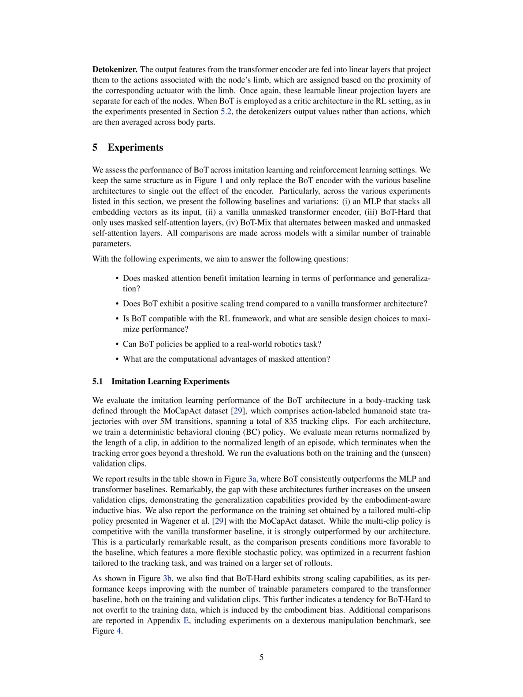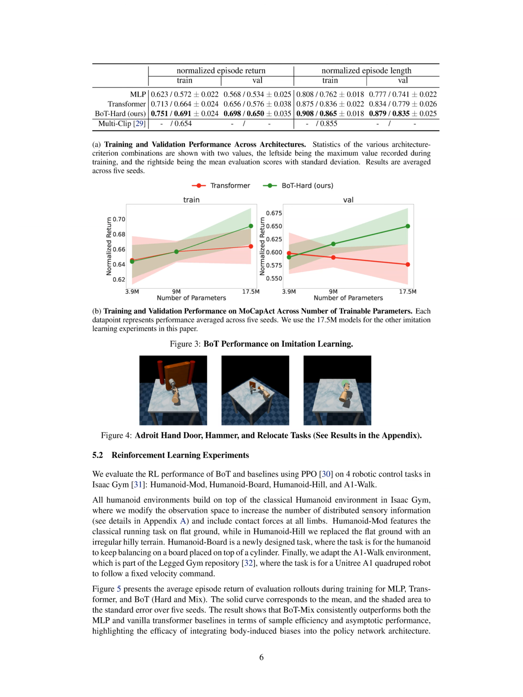In reinforcement learning, BOT is tested using the Proximal Policy Optimization (PPO) algorithm across 4 robotic control tasks in Isaac Gym: humanoid mod, humanoid board, humanoid hill, and A1 walk. The average episode return during training is used as the primary metric, with BOT mix demonstrating superior sample efficiency and performance compared to MLP and vanilla transformer baselines across these tasks.